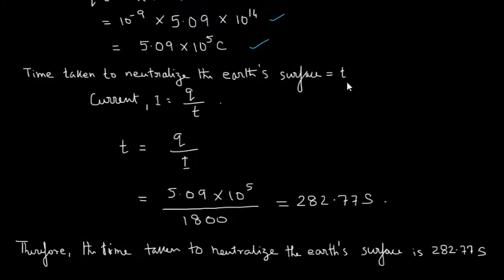Time taken to neutralize the Earth's surface is equal to T. I is equal to Q by T, so T is equal to Q by I. So putting the value of Q and I, we get 5.09 into 10 to the power 5 upon 1800. Upon solving this, we get 282.77 seconds. Therefore, the time taken to neutralize the Earth's surface is 282.77 seconds. Let us move to the next sum.